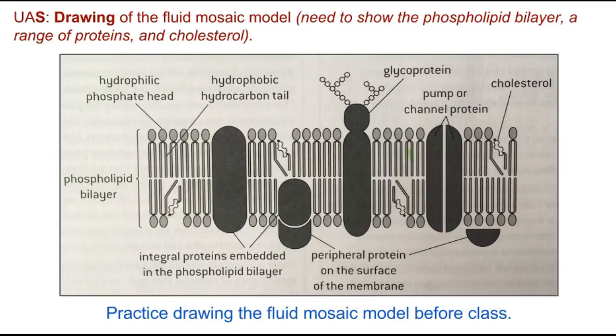Okay, so what I'd like you to do just before you come to class is practice a couple of times drawing the fluid mosaic model. Please make sure to show the phospholipids with the hydrophilic head and the hydrophobic tail. Please make sure to show a variety of different proteins. Please show a glycoprotein, an integral protein, and a peripheral protein. And also show those cholesterols embedded into the phospholipid layer. And remember, you really need to come in with an understanding of what those different components of the cell membrane do and why.